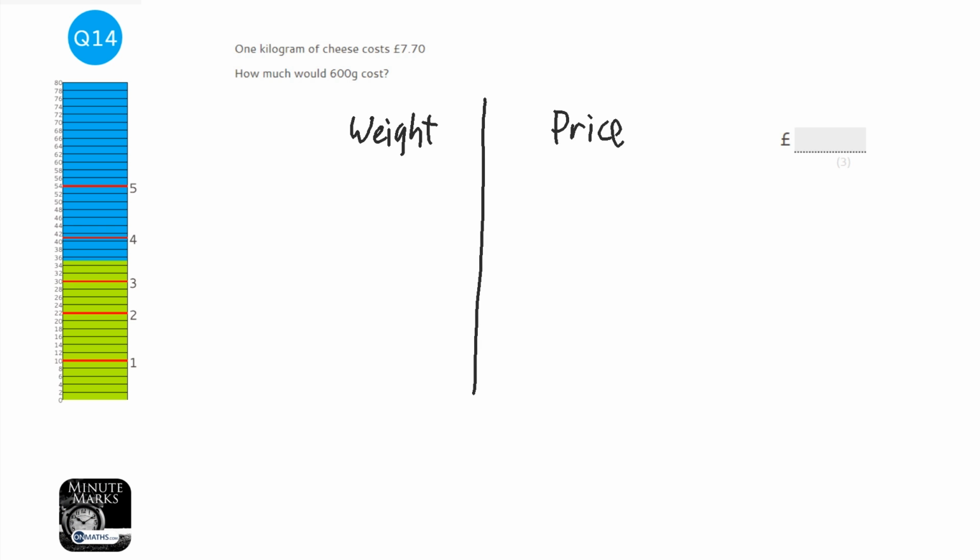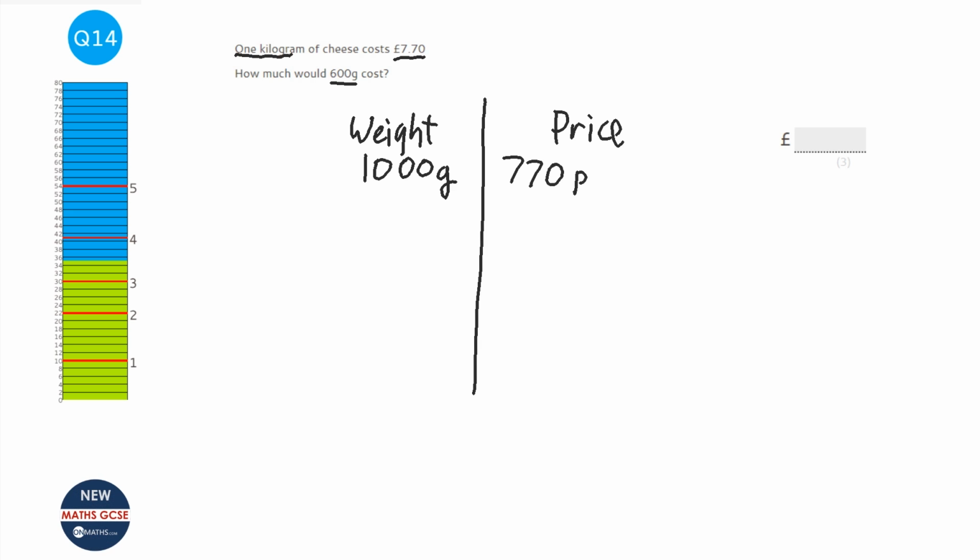So the weight, well, 1 kilogram is not going to help us because this one's in grams, so I'm going to convert that to grams. So it's 1,000 grams, and I'm going to convert this into pence, so 770 pence. Okay, so I need to get to 600 grams.